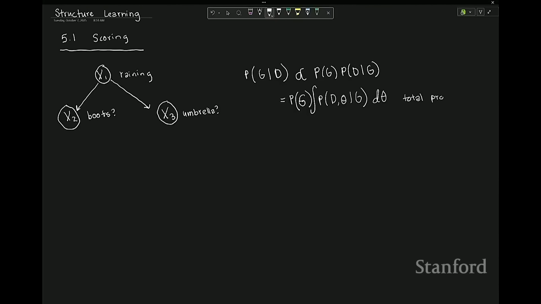So I'm just writing out how we're doing each step. Bayes' rule, law of total probability, and then finally we're applying the chain rule. And we're going to get the probability of the graph times the integral over theta of the probability of D, our data set, given theta and our graph structure, times the likelihood of theta given our graph structure, d theta.